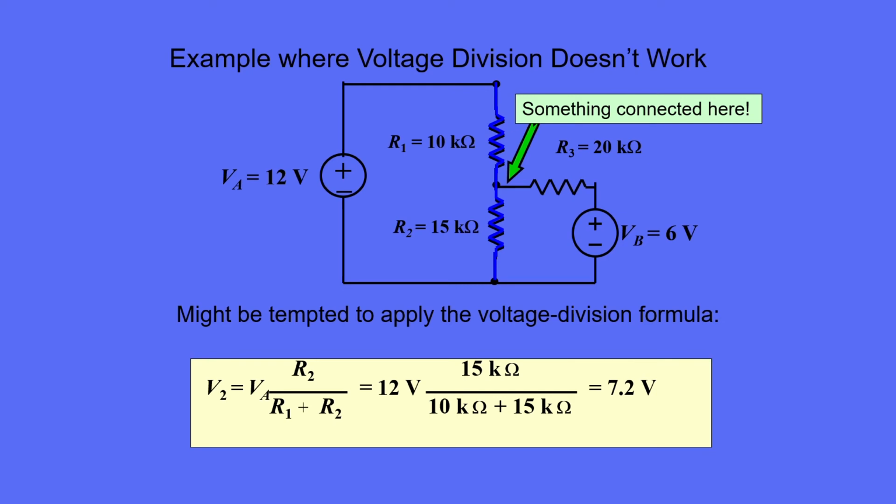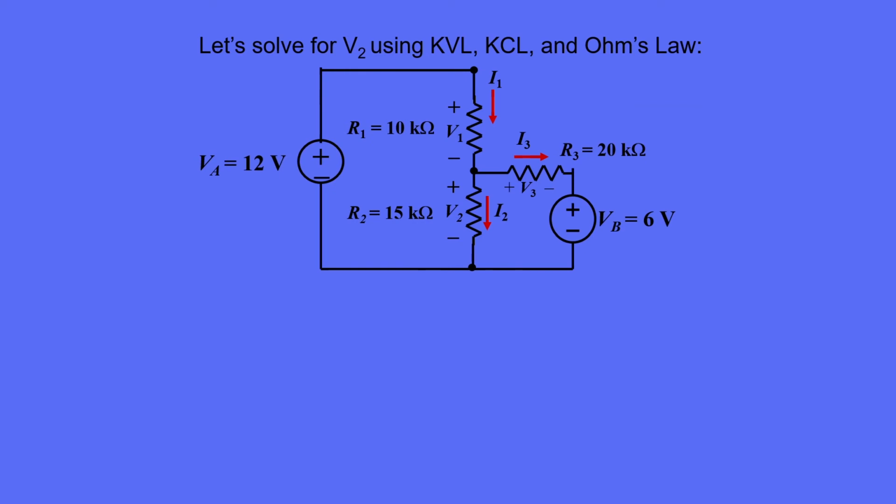But the caution comes to mind here. Something is connected to the junction between R1 and R2. This answer is just plain wrong. Let's try and find out what went wrong. Let's solve for V2 directly in this circuit using KVL, KCL, and Ohm's law. There's a bit of algebra involved, so let's get going.